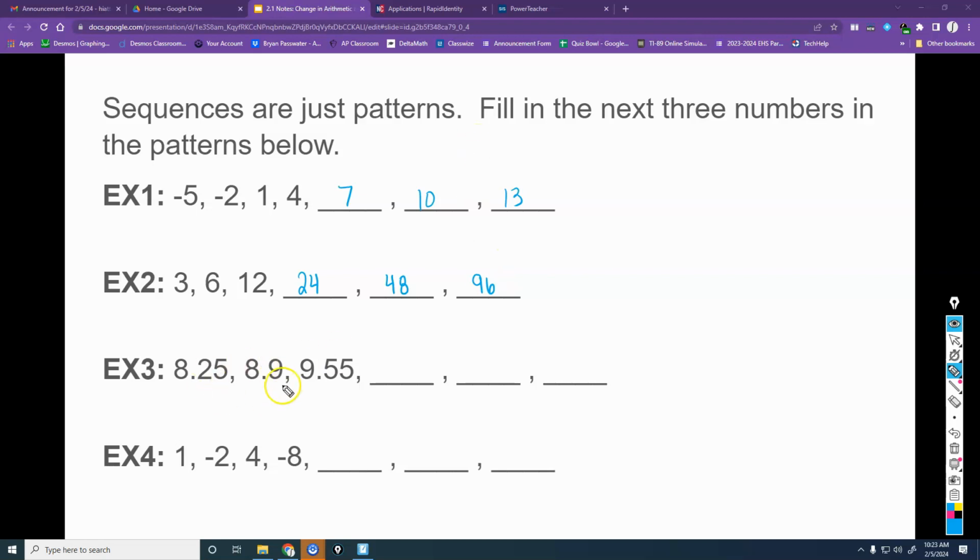For the next one, Solana, what's happening on that one? Adding decimal 65. Okay. What would you get for your next numbers? 10.2, and then 10.85, and then 11.5.